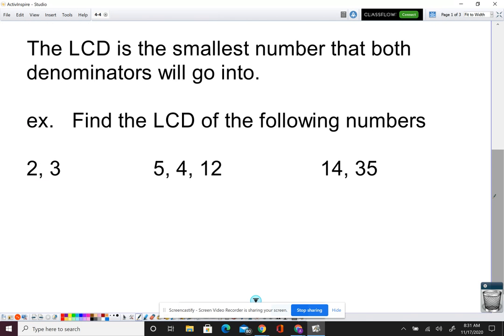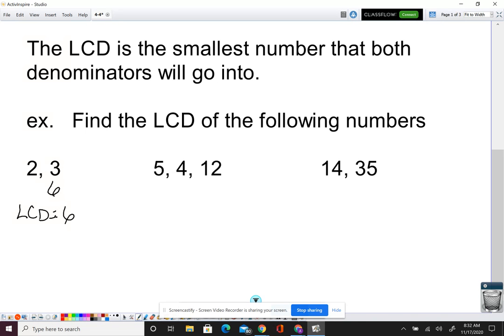If you have just two numbers, like 2 and 3, you check and see, does 2 go into 3? No, it doesn't go in there evenly. So take the largest number and go up to the next multiple of it, which is 6. And see, does 2 go into 6? Yes, it does. So that is our least common denominator.